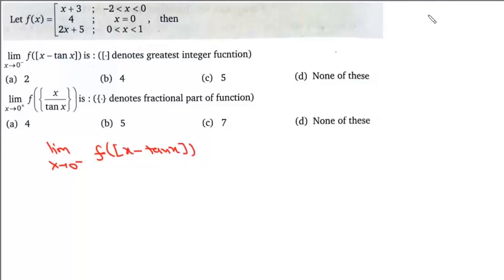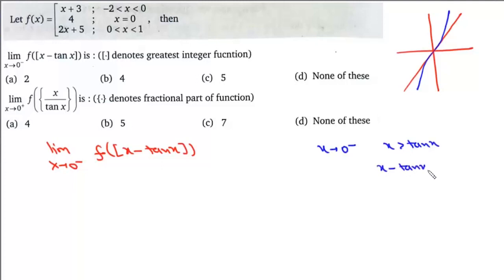Now if we look at the graph of y equals x and y equals 10x, then when x is negative, in that case x is greater than 10x. That means x minus 10x is greater than 0. But this value lies between 0 and 1. Therefore, the greatest integer function of x minus 10x will take the value 0. So this limit will be equal to f(0), and f(0) is 4.